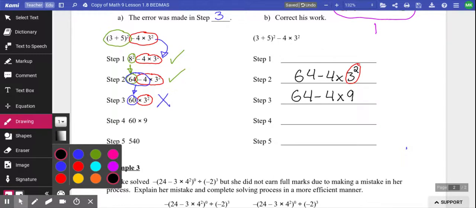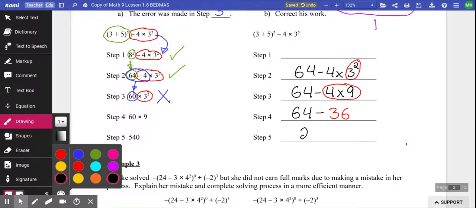Then I would have done multiplication to get 64 minus 36. And then my last step would have been to do the subtraction, which would have ended up being 28. I'm really bad at subtraction. And that would have been my correct solution.